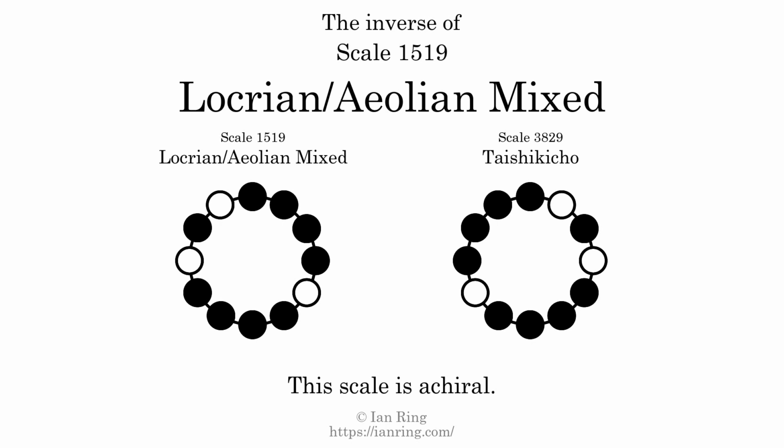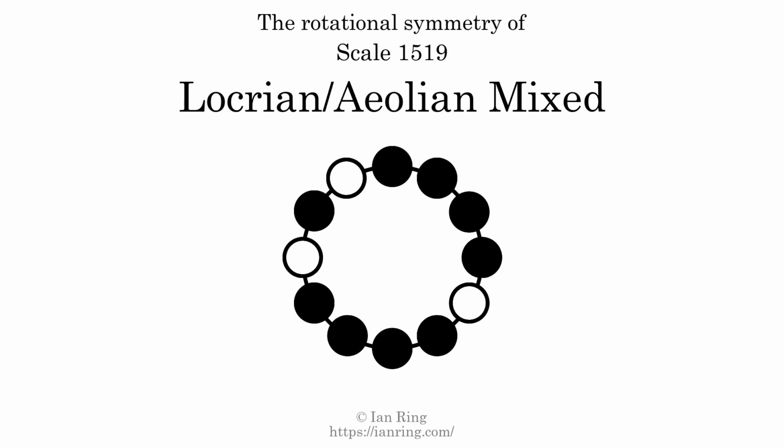The inverse of a scale is a mirror image. It is what you get when the sequence of intervals is reversed. The inverse of this scale is scale 3829, also known as Teishi-Kacho. This scale is achiral, since it can transform into its own reflection by a rotational transformation. This scale has no rotational symmetry.